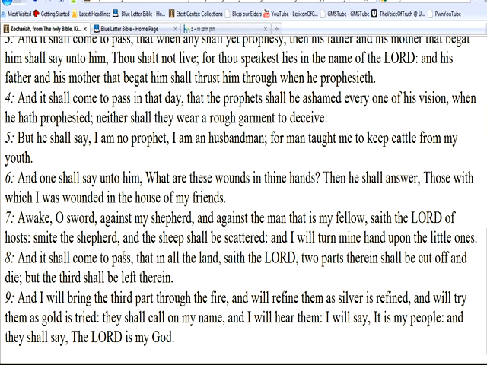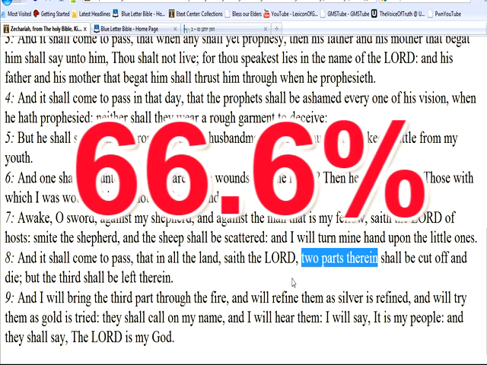"And it shall come to pass that in all the land, saith the Lord, two parts therein shall be cut off and die, but the third shall be left therein." And if you take two-thirds out of 100, it's 66.6%. All right, so that's the amount, and that's the number that the Most High is using to destroy. That's the number that the Most High is using to put upon the so-called white man. And that's the number the Most High is using in these microchips.